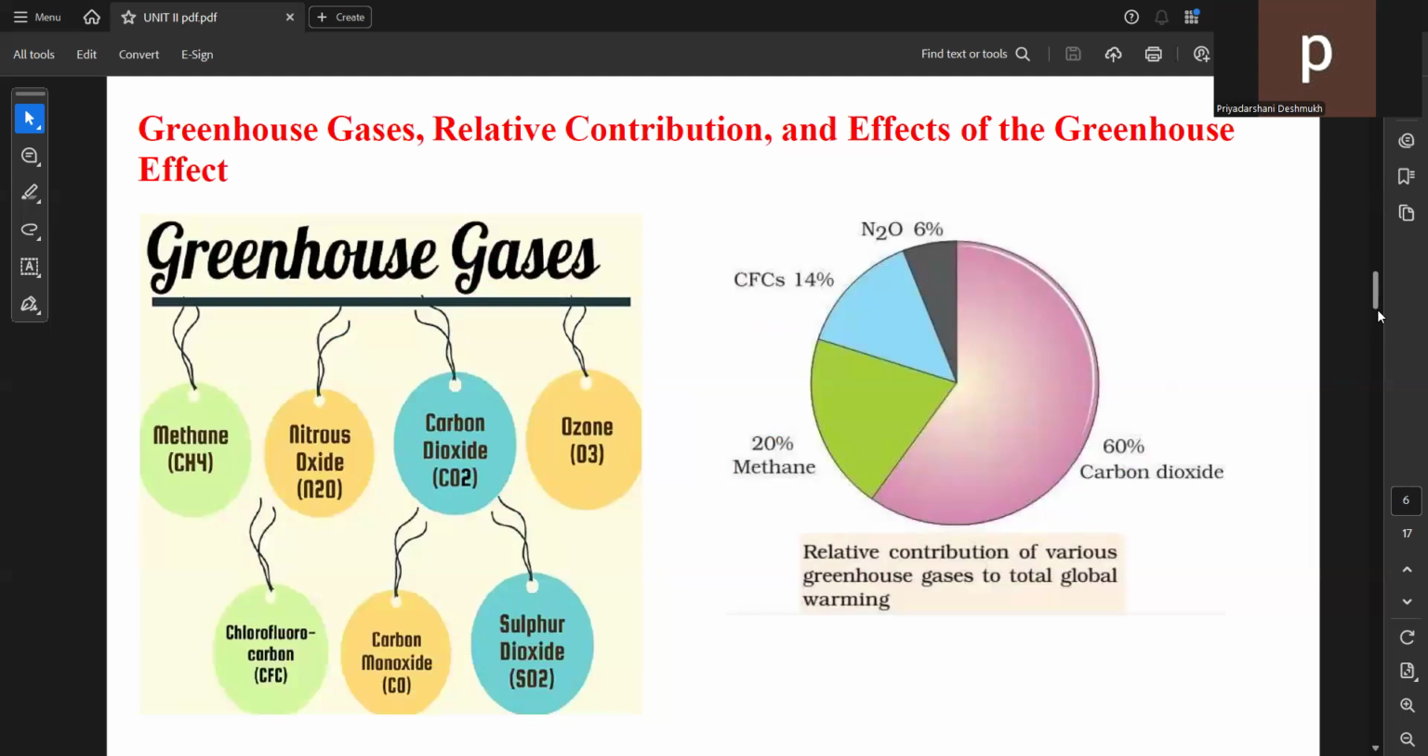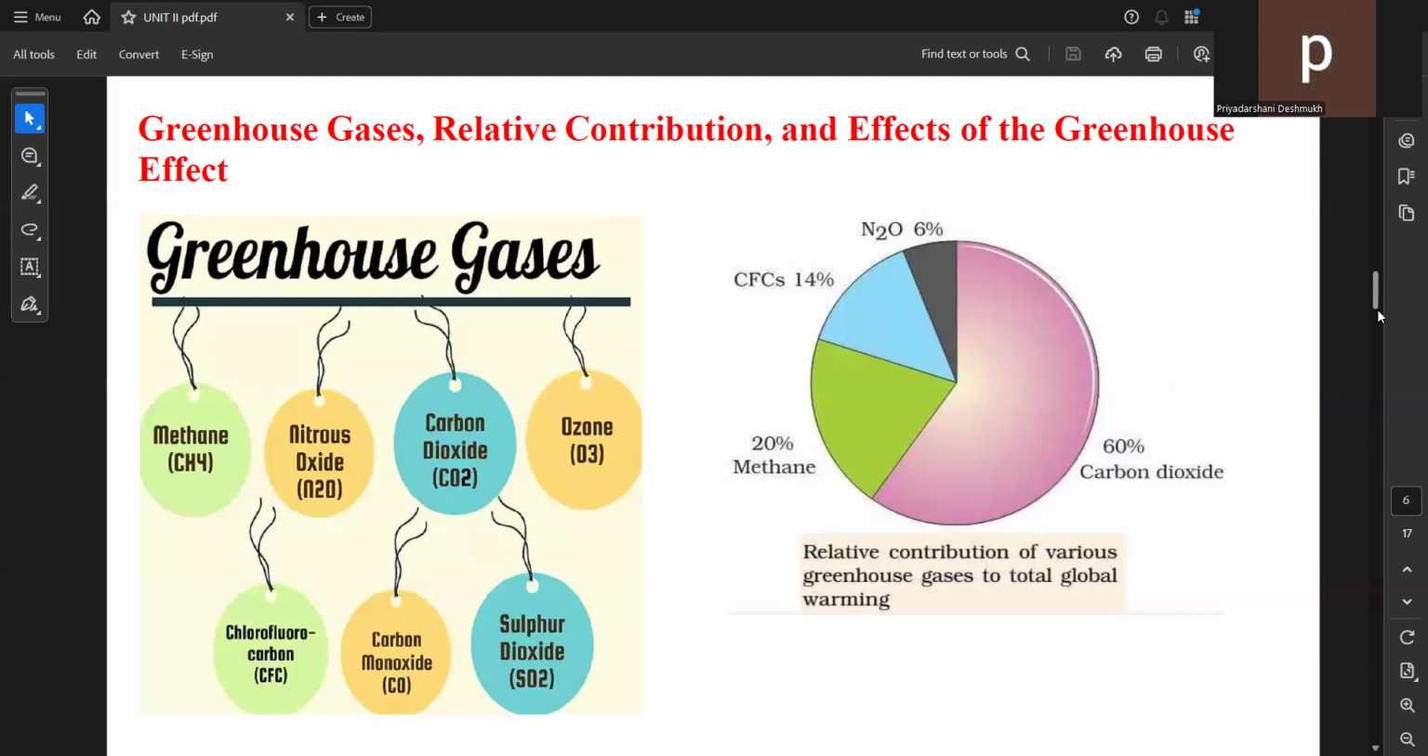Now the next interesting topic that we are going to learn in this unit is the greenhouse effect, the relative contribution, and the effect of the greenhouse gases. Now we all know what the greenhouse effect is. It refers to the process by which certain gases in the Earth's atmosphere trap heat from the sun, warming the planet. This process is natural and essential for life, but human activities have enhanced this effect, leading to global warming. So, this is again an important topic that we must discuss in environmental science.